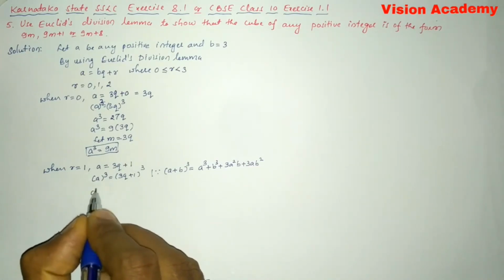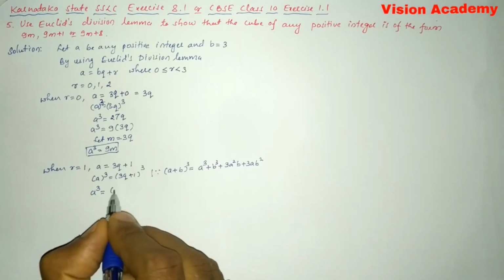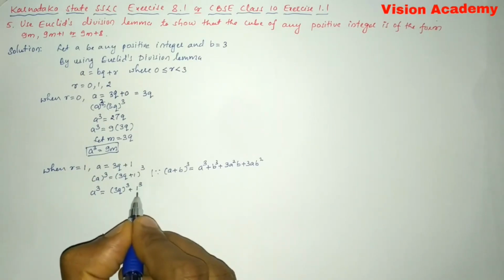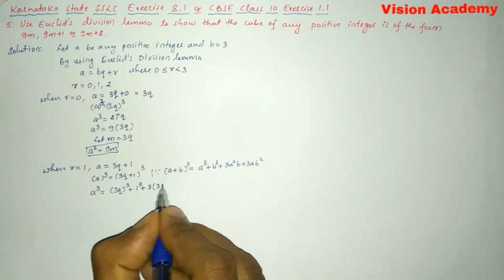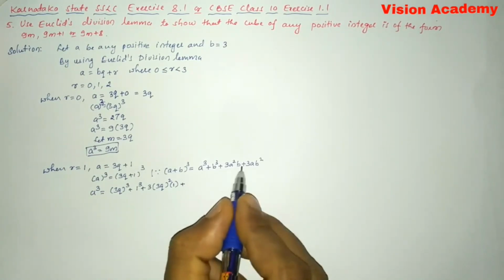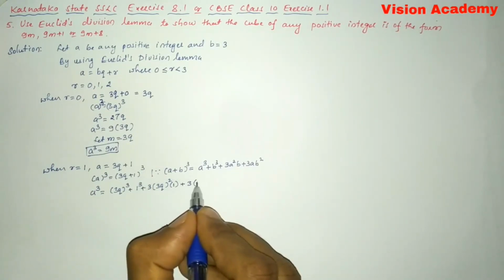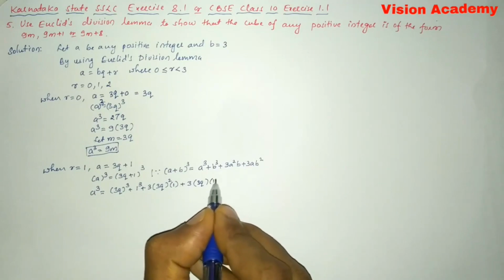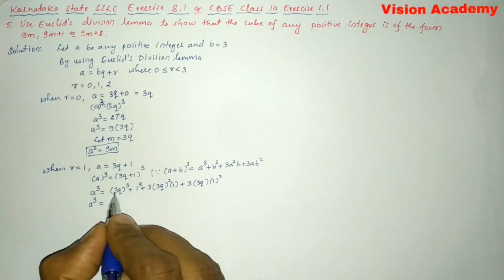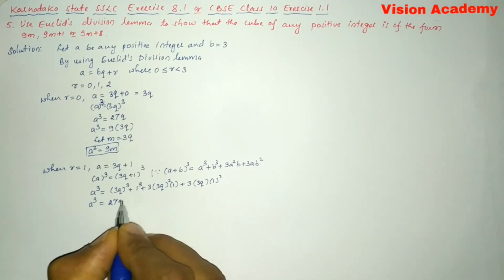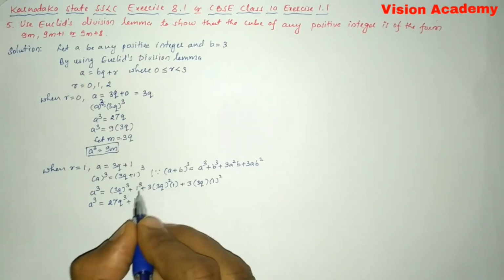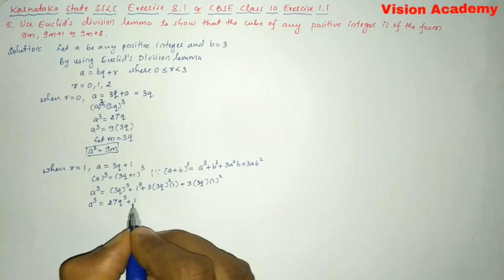Now let us write a cube is equal to, that is a cube is 3q cube plus b cube is 1 cube plus 3 into a square is 3q square into b is 1 plus 3 into a is 3q, b square is 1 square. Now let us further simplify. A cube is equal to 3q cube gives us 27q cube plus 1 cube is 1, because once we multiply 1 three times it gives us 1 only. 1 into 1 gives us 1.